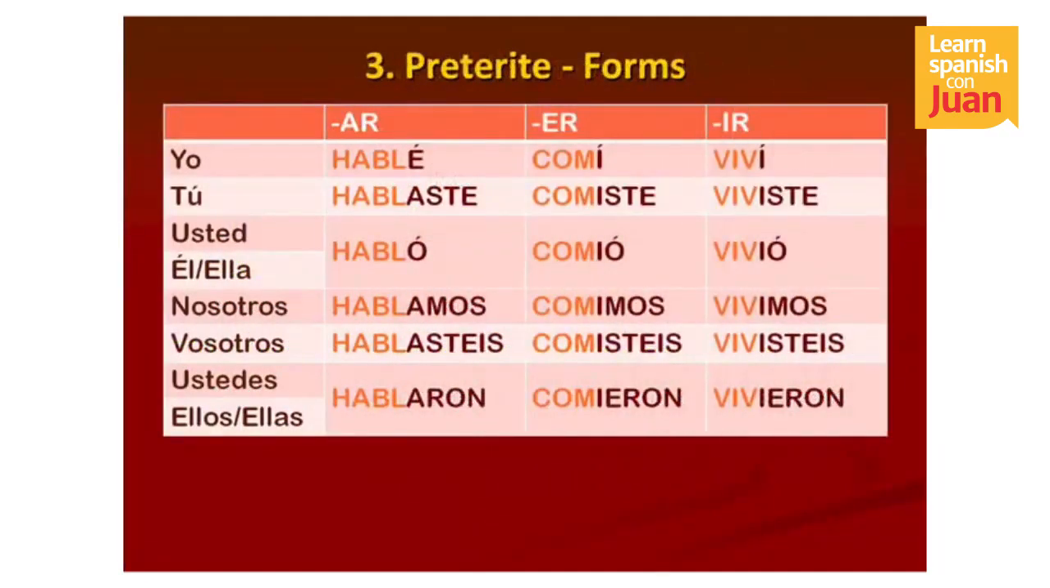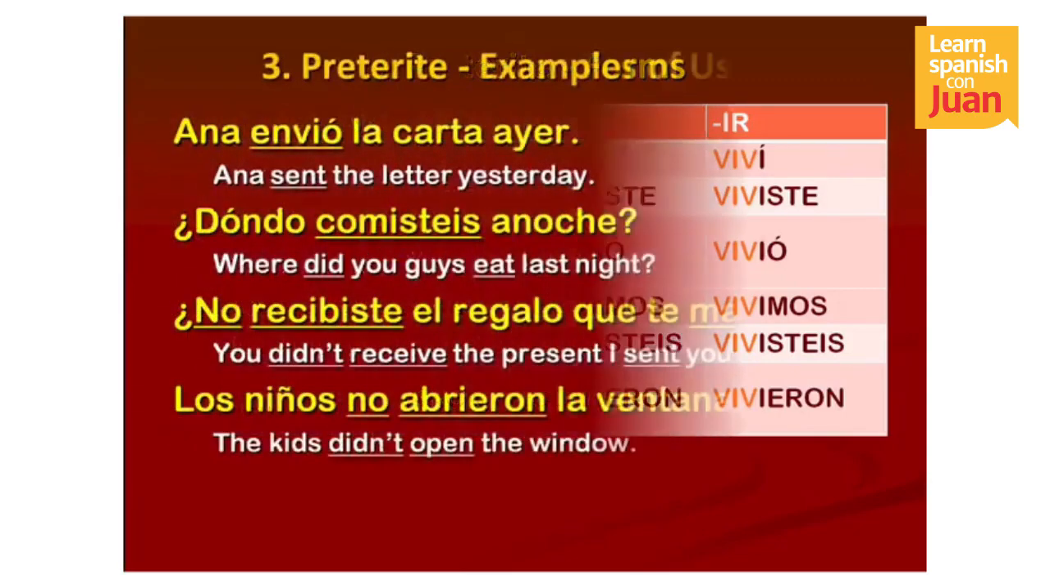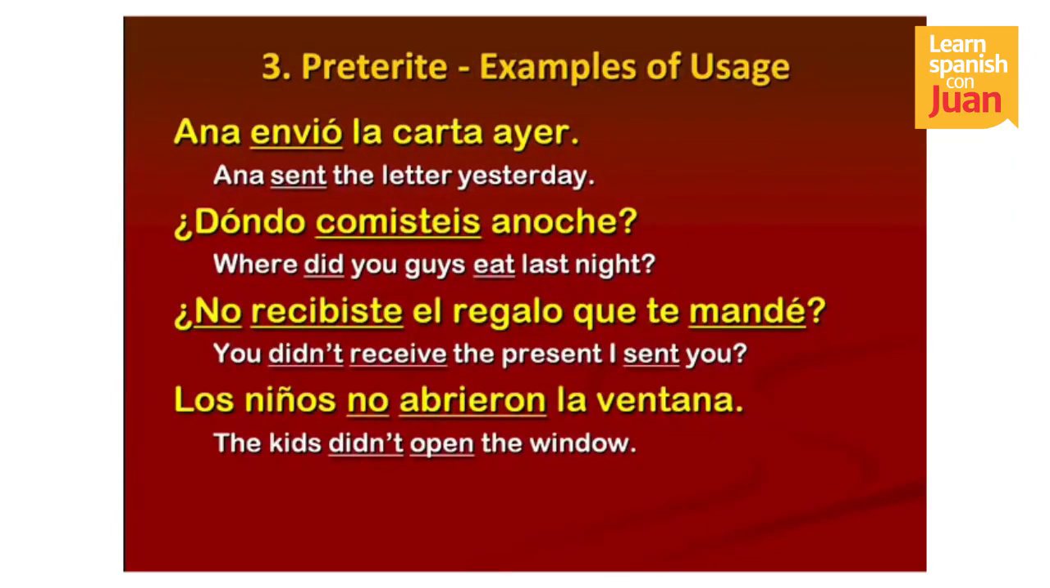All right, here we see the second of the simple past tenses in Spanish, the preterite or pretérito. You can see that the forms, the endings for the ER and IR verbs are exactly the same. They're identical, but the AR verb endings are a little bit different. In terms of uses, let's take a look at these examples.